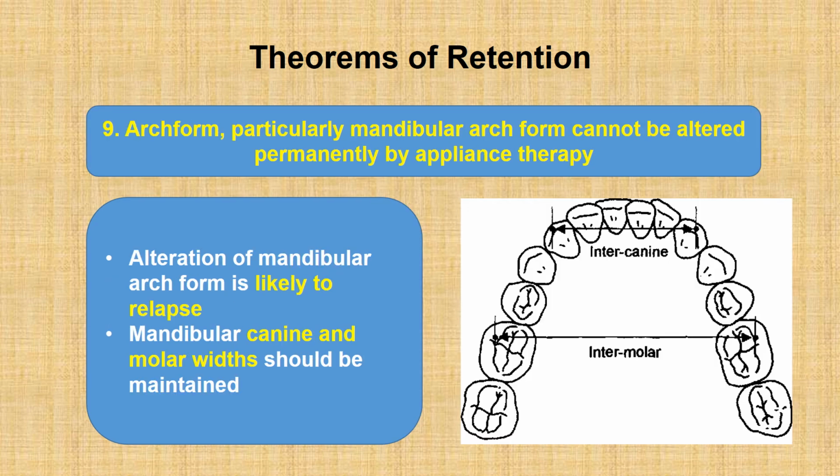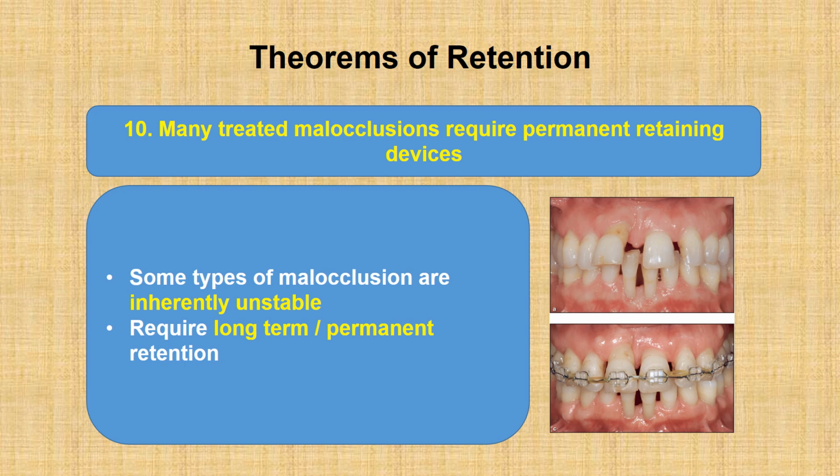Now, arch form, particularly mandibular arch form, cannot be altered permanently by appliance therapy. Any alteration of arch form, especially the intercanine and intermolar widths, is likely to relapse. Many treated malocclusions require permanent retaining devices. Some types of malocclusion are inherently unstable. Such malocclusions, once corrected, will require long-term or permanent retention.